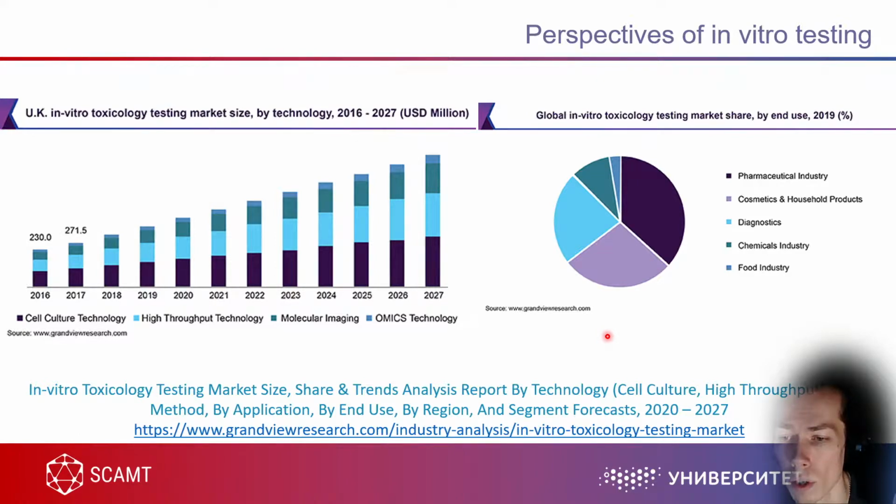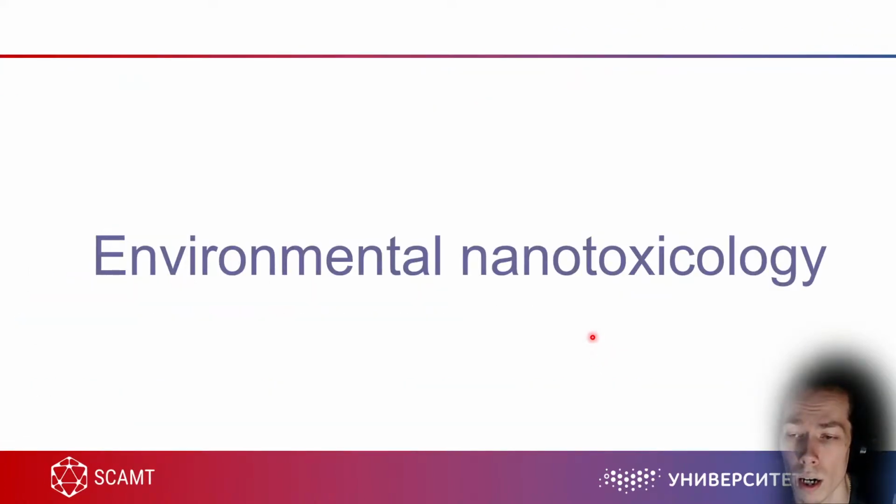We talked on the level of separate organisms. So transcriptomics, metabolomics, it's only one organism. But what can happen if this organism comes to nature, or you spill your nanoparticles in some lake or river or something like this? And here comes environmental nanotoxicology.